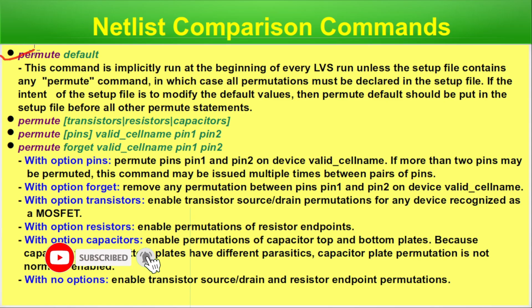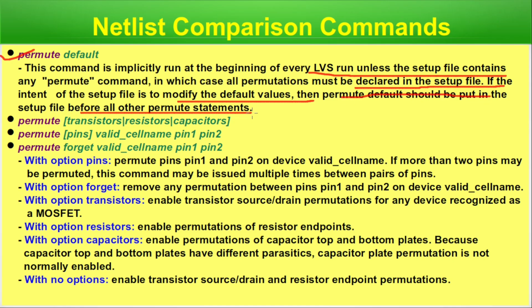Permute default. This command is implicitly run at the beginning of every LVS run unless the Setupfile contains any permute command, in which case all permutations must be declared in the Setupfile. If the intent of the Setupfile is to modify the default values, then permute default should be put in the Setupfile before all other permutes. There are some versions of permute like permute transistors or resistors or capacitors, permute pins valid cell name pin 1, pin 2, permute forget valid cell name pin 1, pin 2.